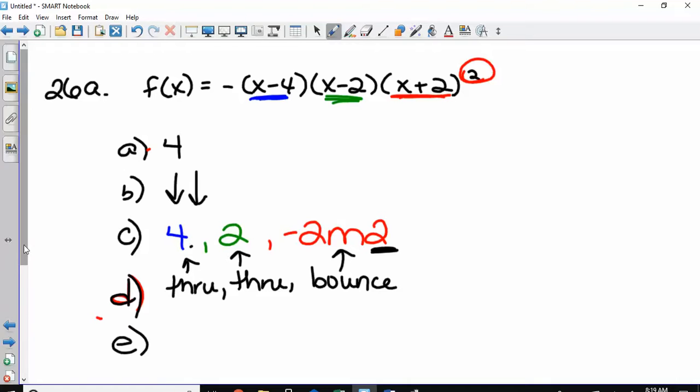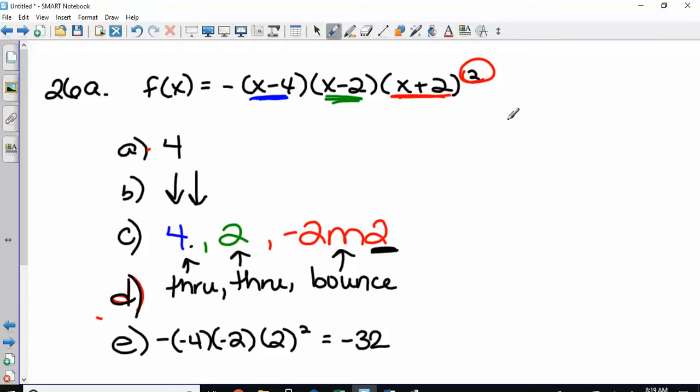Last thing I asked here is the y-intercept. Y-intercept is where you cross the y-axis. We did that on the first page too, finding intercepts, and you just plug in 0 for the opposite variable. So for a y-intercept, you plug in 0 for all of your x's. So 0 minus 4 is negative 4. 0 minus 2 is negative 2. 0 plus 2 is 2 squared. And we get negative 32.